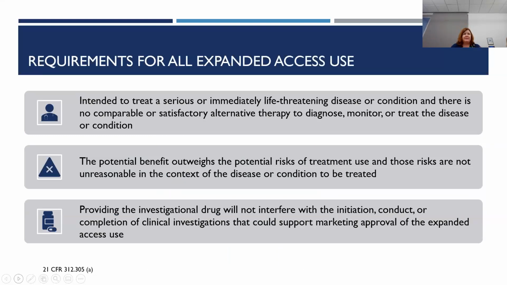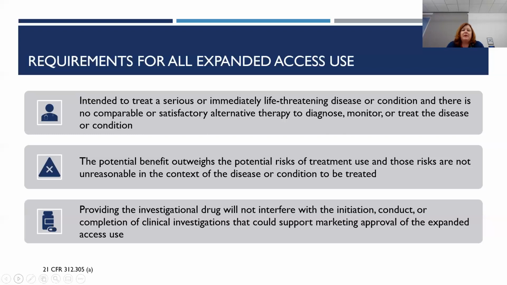So there's different types of expanded access. I'm going to briefly go through what the regulatory requirements are for all 3 different types, or 4 if you count emergency use separate. So one we already covered. The intent is to treat a serious or immediately life-threatening disease, and we don't have any satisfactory alternative therapy that is currently approved or available. And whether that's to diagnose, monitor, or treat the disease or condition.